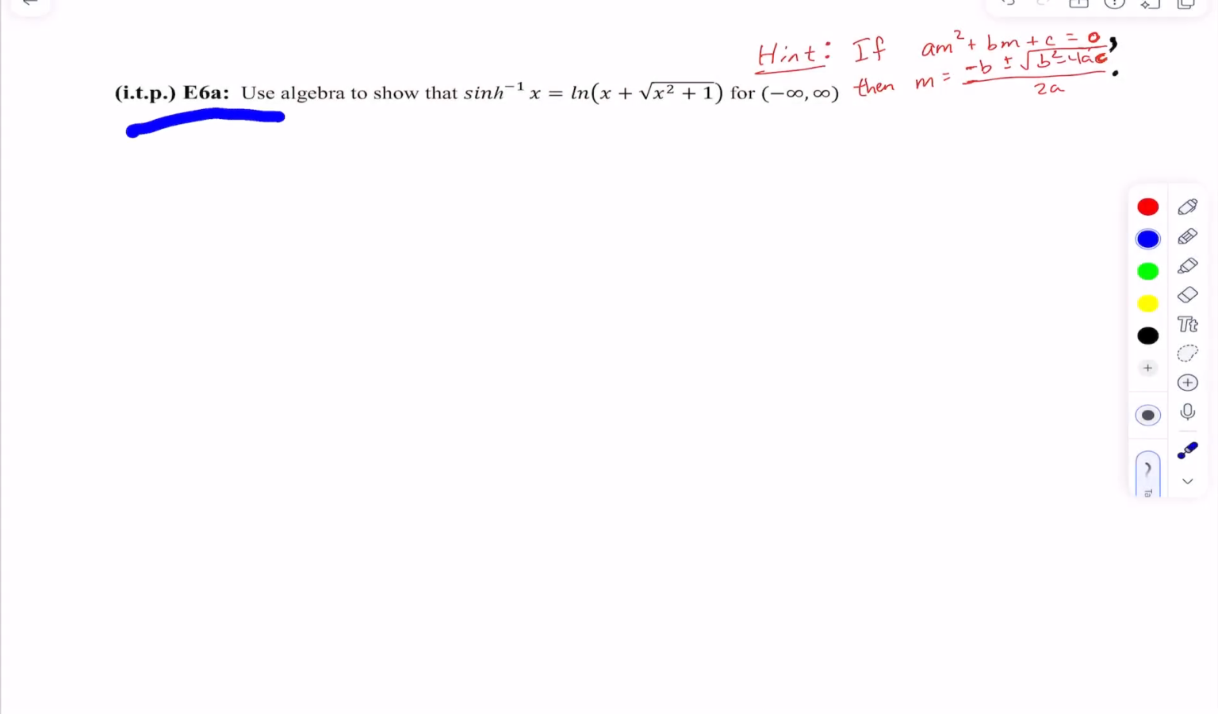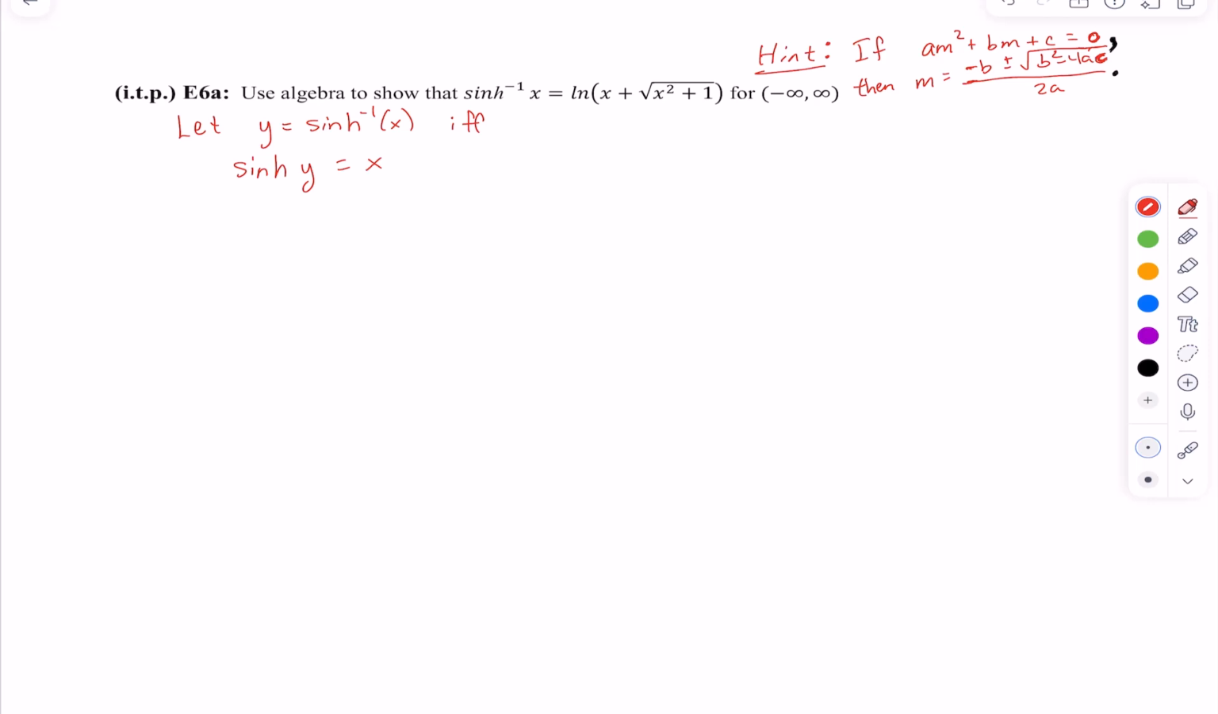Let's take advantage of algebra to show that the inverse hyperbolic sine is indeed this natural log function on this particular domain. We'll start with letting y equal the inverse hyperbolic sine of x, if and only if the hyperbolic sine of y is indeed x.